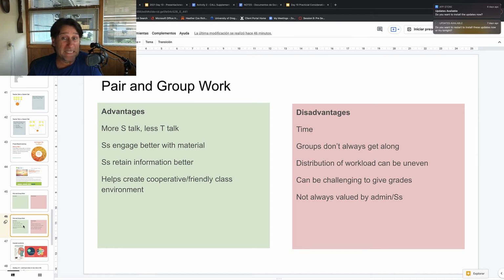Disadvantages: well, it takes more time to get through the same amount of material. If I just tell my students and I talk at them, I can get through it much more quickly. But they're less engaged. So that's the trade-off. Sometimes groups don't always get along. They might have conflict issues, or some students do more work than others. The workload might not be distributed evenly. It can also be a little bit more challenging to get grades.